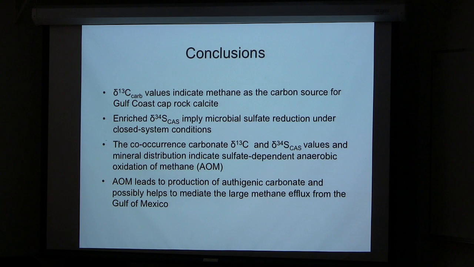So in conclusion, our carbon isotope values indicate that methane is the predominant carbon source for the precipitation of this caprock. Our sulfur isotope values imply that microbial sulfate reduction under closed system conditions is occurring or has occurred here. The co-occurrence of both of these isotope values as well as our mineral distribution within this environment indicate that the sulfate-dependent anaerobic oxidation of methane is occurring. And this AOM likely leads to the precipitation of this authigenic caprock, as well as could possibly be helping to mediate the large release of methane from this Gulf Coast environment.